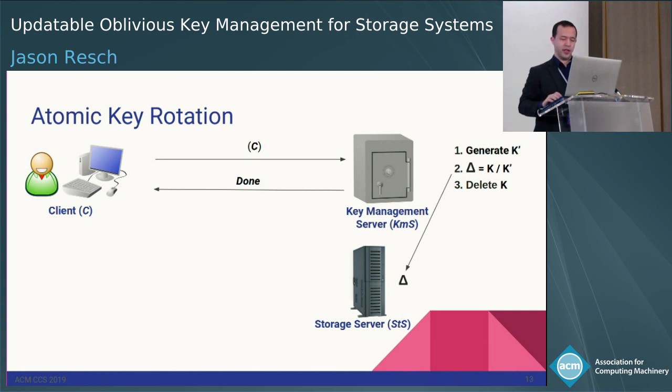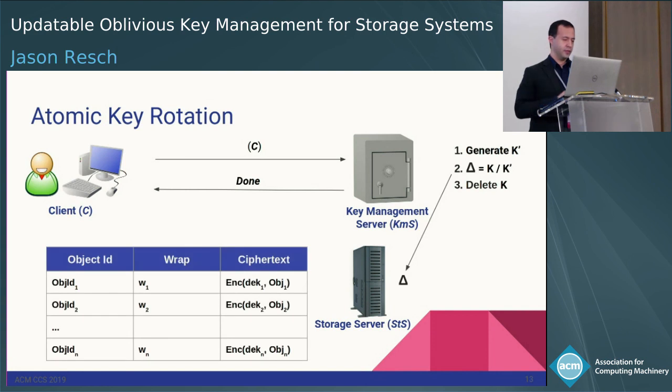In the background, and upon every read request, the storage server is updating each of the wrap values using this delta. So let's consider what's held by the storage server. It's effectively a set of triples of the object ID, the wrap, and the ciphertext. So when the storage server receives the delta, it begins updating the wraps by exponentiating them with the delta. So you see it's updating each of the wraps just by raising it to the power of delta. If the client issues a read to the storage server that hasn't been updated, the storage server has to, on the fly, update the wrap before it returns it to the client.